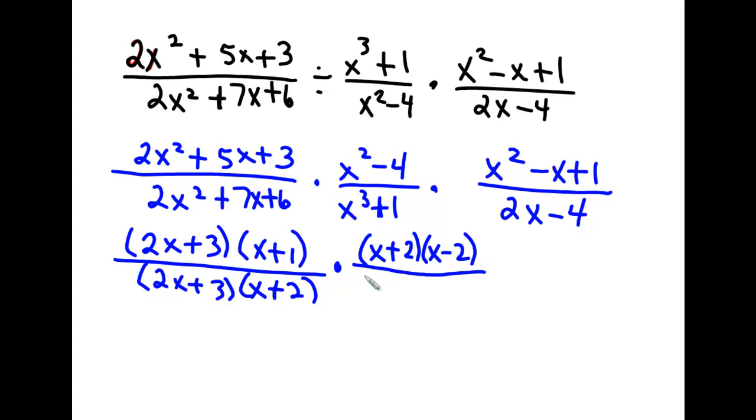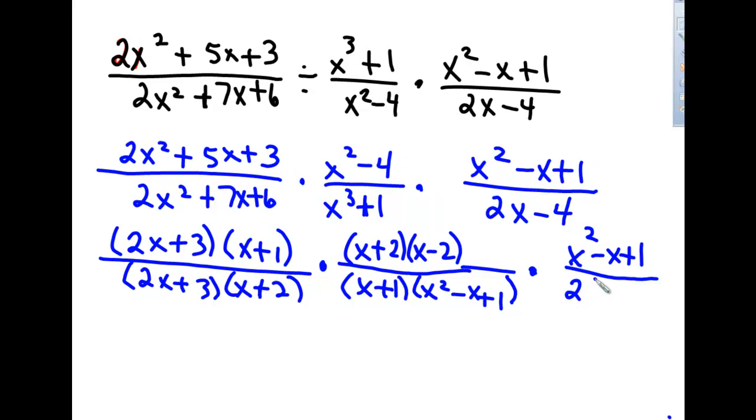This is a sum of cubes, so we use the sum of cubes formula: x plus 1 times x squared minus x plus 1. In the numerator of the last fraction, it cannot be reduced, so this stays, x squared minus x plus 1. And I can pull a 2 out of the denominator, and that leaves x minus 2. And now we can reduce. I am going to put parentheses around the last fraction's numerator because we cannot divide up the x squared minus x plus 1. That's all part of one piece. It stays together.